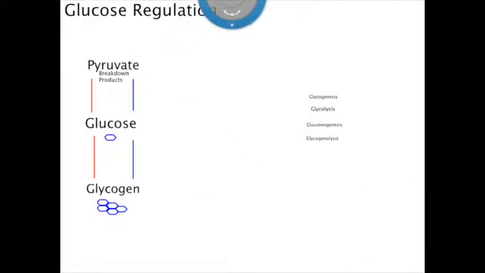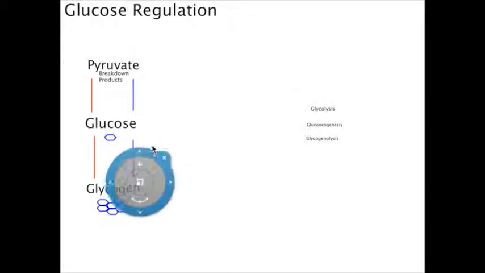Okay, so first of all, we'll start with glucose and how it can be built up into glycogen as a storage substrate. So if we go with glucose being built up into glycogen, the terminology we use for that is glycogenesis, as in the generation of glycogen.